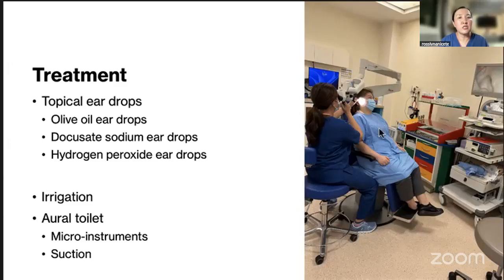So this is our actual setup. We have the microscope. The microscope is attached to the monitor so you can see what we are doing. You can see your ears as well. And then you have the treatment unit that is attached to the suction. So depending on the consistency of the earwax, we use micro instruments to remove the earwax, or we may use a suction for earwax removal.